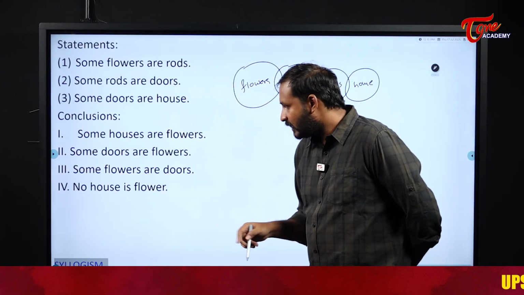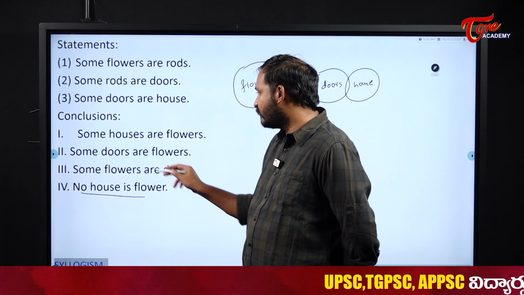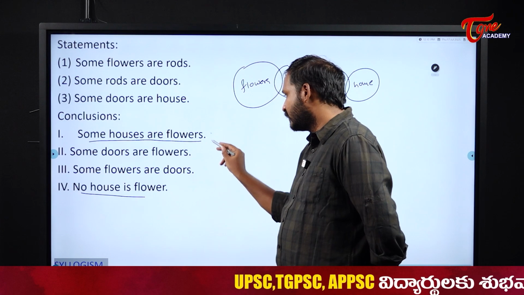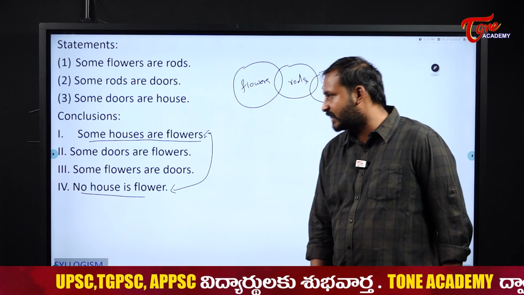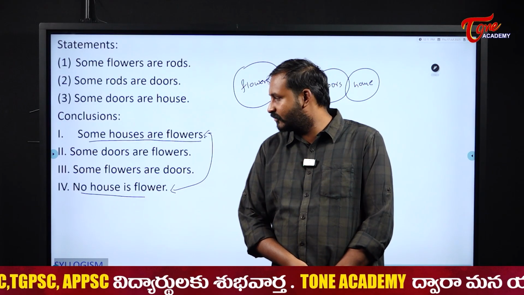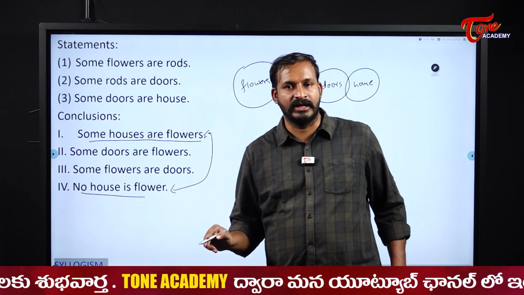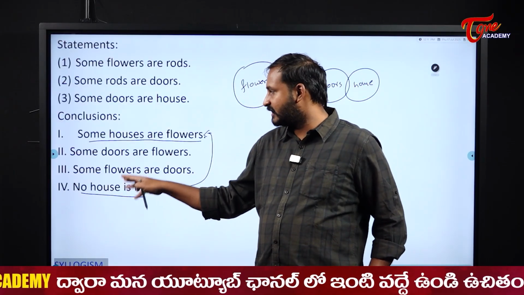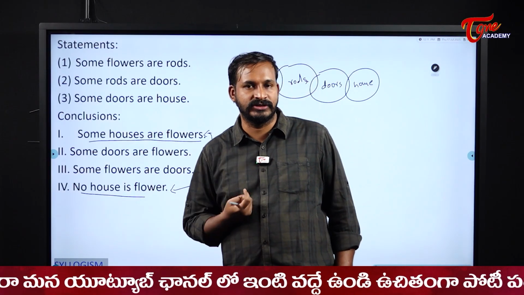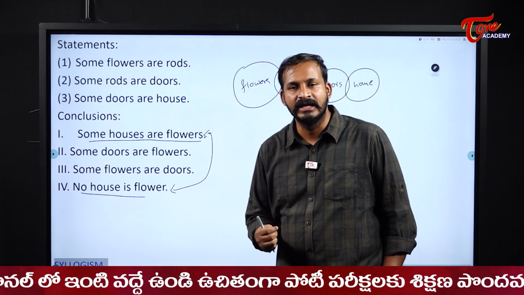Now see, yes, I have one negative conclusion. No house is a flower. House and flower, yes, some houses are flowers. Now please see these two. For the same elements, flowers and houses, I have one positive and one negative conclusion. So there is a chance for either or here. So whenever you see a negative conclusion, please check for the same pair whether you have any positive conclusion or not. Why? Because there, as we discussed already, we will have a chance of getting either or.